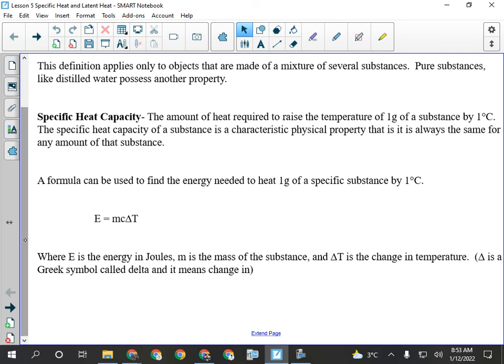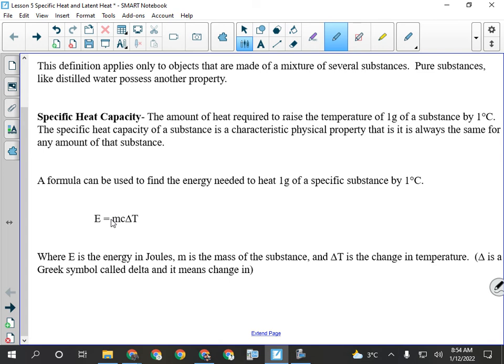I mean, if I want to solve for energy, all I have to do is multiply three numbers together. That's pretty easy. If I want to solve for anything other than energy, I just divide the other two things over to the other side. So if a question wanted me to solve for mass, I would just divide both sides by C delta T, and I'm done. Because they're all in a line, it's really easy to manipulate and use. Questions on that?